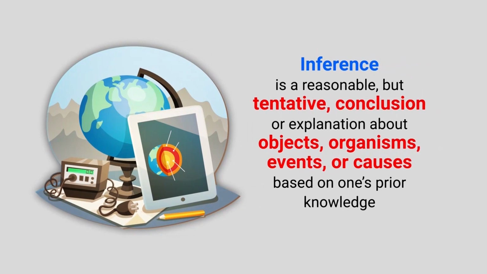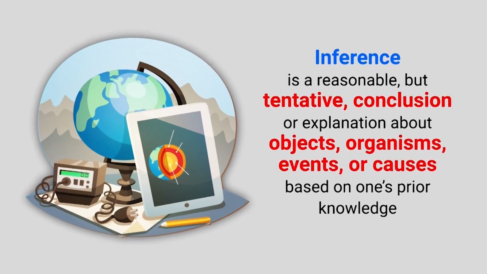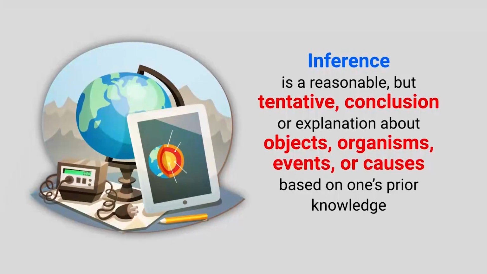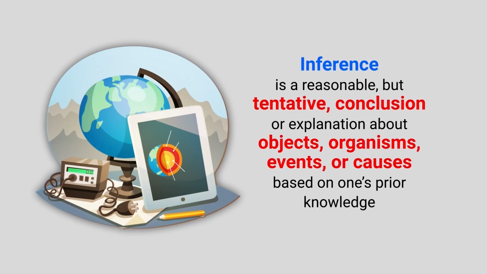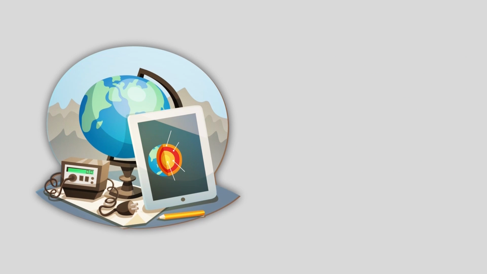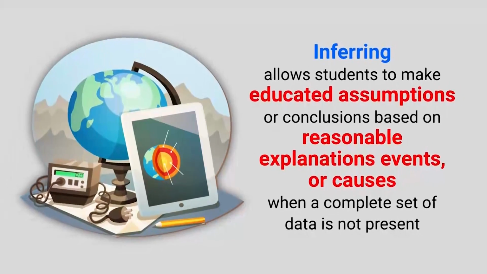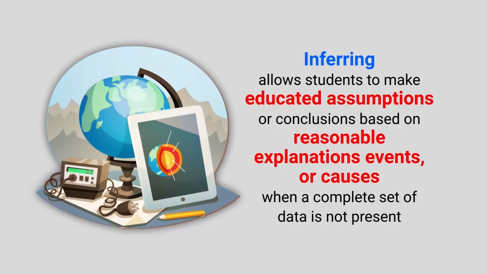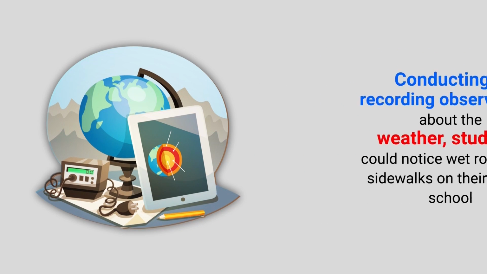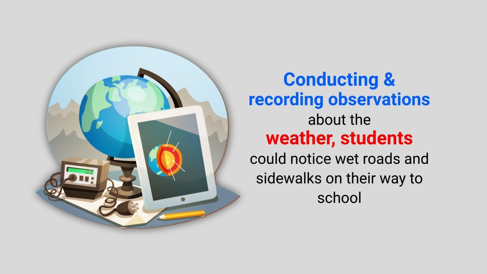Thus, we can say that an inference is a reasonable but tentative conclusion or explanation about objects, organisms, events, or causes based on one's prior knowledge. Inferring allows students to make educated assumptions or conclusions based on reasonable explanations when a complete set of data is not present. For instance, when conducting and recording observations about the weather, students could notice wet roads and sidewalks on their way to school. They would infer that it has rained during the night, even though they did not actually see it rain. They would, however, still note the rain in their weather chart.